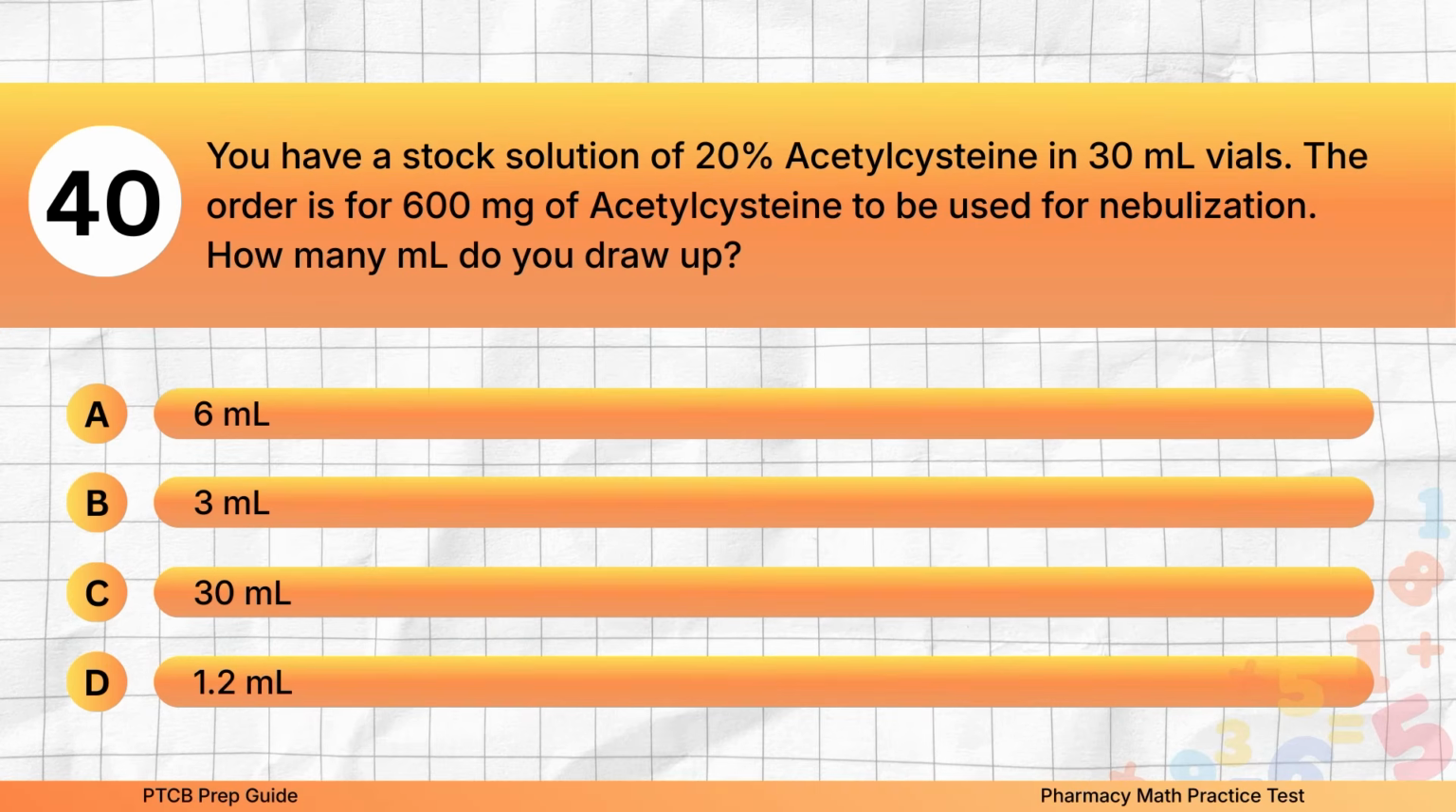Let's calculate the volume needed for a nebulizer dose. You have a stock solution of 20% acetylcysteine in 30 milliliters vials. The order is for 600 milligrams of acetylcysteine to be used for nebulization. How many milliliters do you draw up? A. 6 milliliters. B. 3 milliliters. C. 30 milliliters. Or D. 1.2 milliliters. Take a moment to solve for the milliliters.